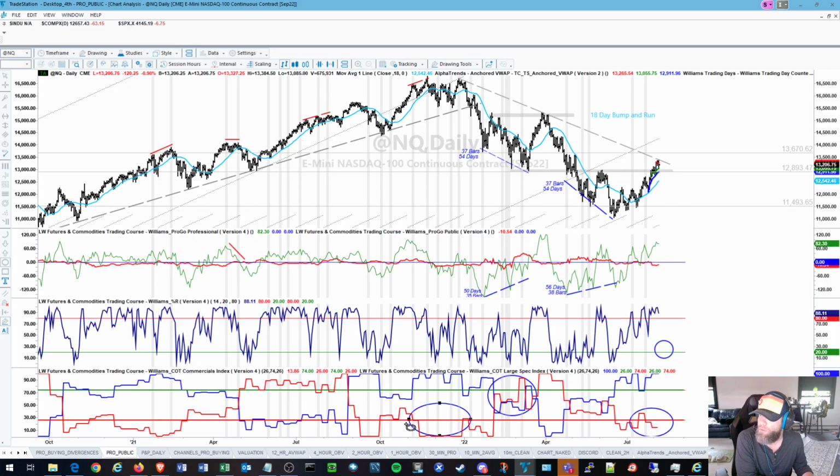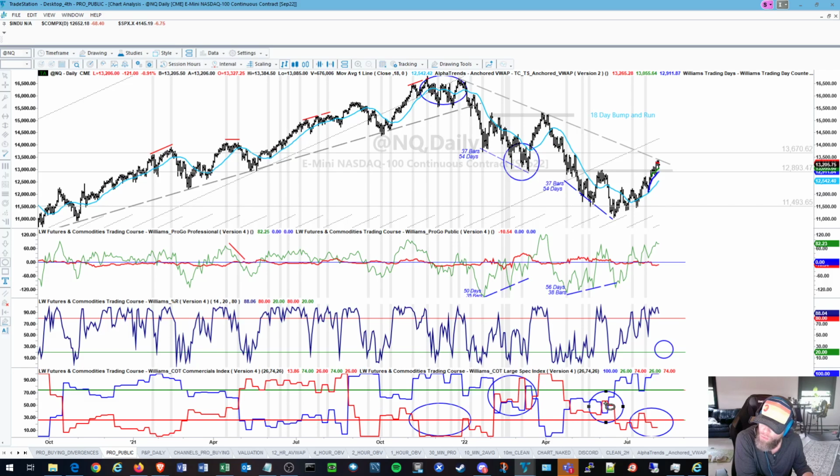Heavily net short, 26-week index. Look where the top was. So, are we always going to get some clues from commercial interest that things are moving the other way? We've gotten a little bit of movement with commercial interest.